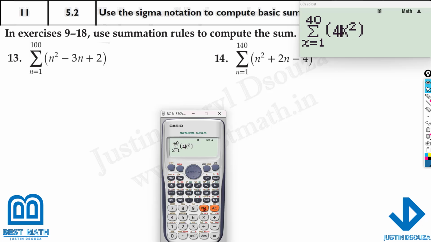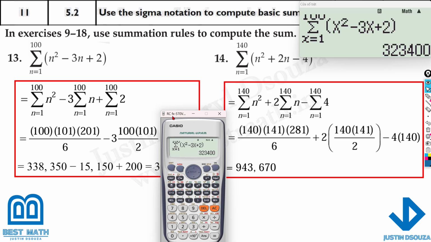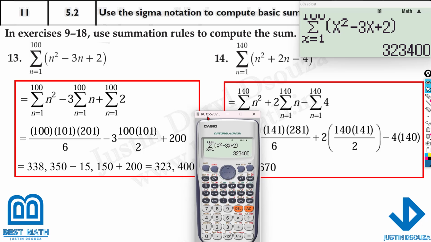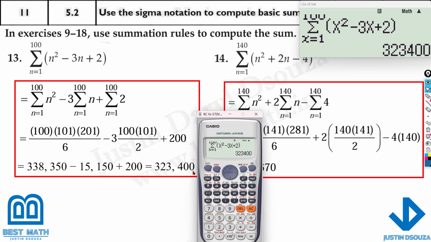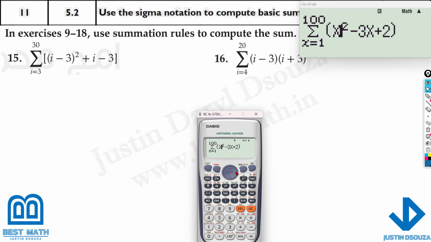Let me try this one here. It is n, but we use again here x squared minus 3 times x plus 2. And it's from 1 till 100. And here we go. The answer will be, just take some time, 323,400. That's how we solve it. Similarly, you can solve these over here. Just make sure you put the proper brackets.